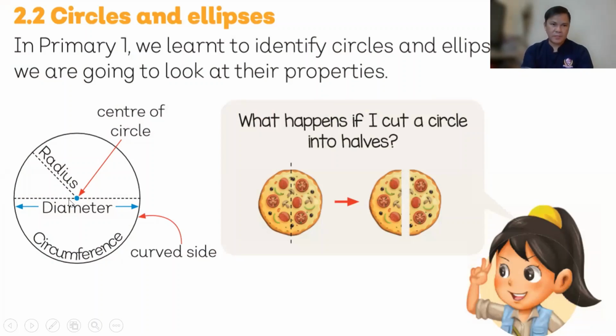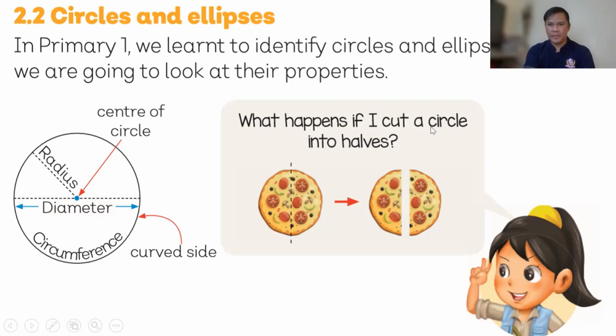These are the center of the circle. And these are the diameter. And this is the radius and circumference. A circle has a curved side. These are the curved side.